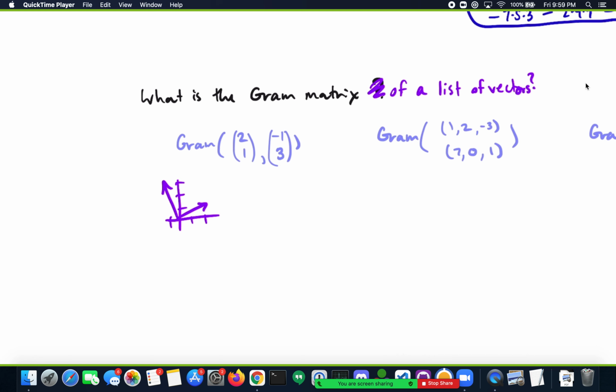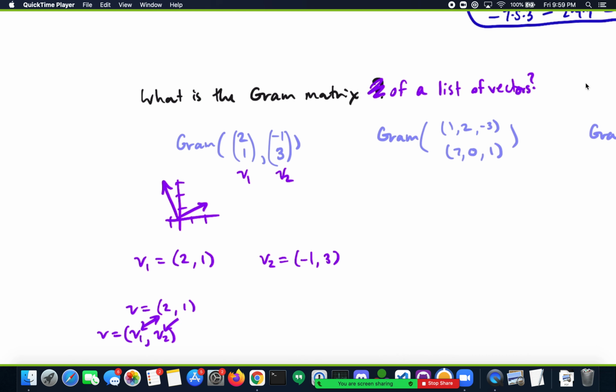Well, let's call these vectors v1 and v2. Don't be confused. What I just did was confusing, so let me make sure I didn't confuse you. If I say v1 equals that and v2 equals -1, 3, you might complain, because usually if I say v equals 2, 1, then v is secretly v1, v2, where v1 is the number 2 and v2 is the number 1. But here I'm using it in a different way, because I had two vectors and I called them both v.